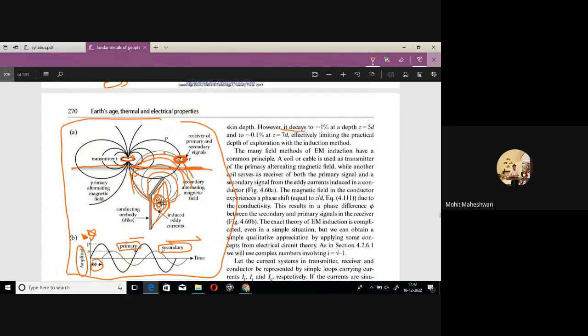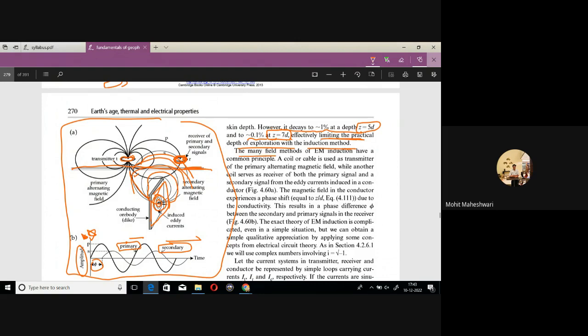So this is also important: the magnetic field will decay to 1% at a depth of 5 skin depths, and it will decay to 0.1% at a depth of 7 skin depths. So this is the practical depth of exploration of the induction method. So this is the limiting practical depth.